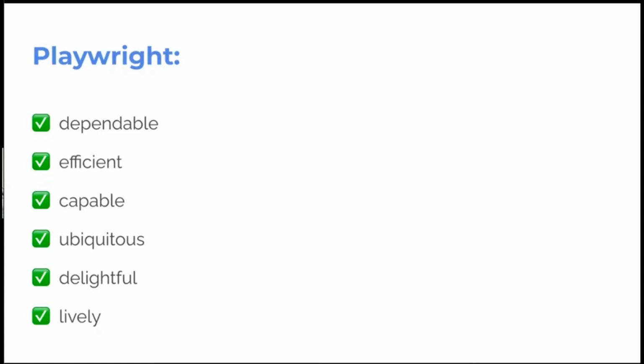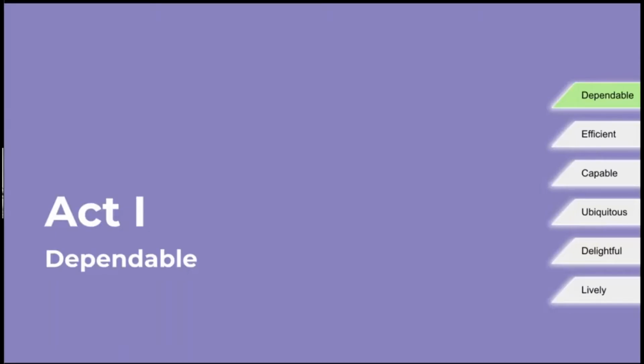But these words by themselves don't mean much. So we'll have 6 acts, one per each adjective. And in each act, I will throw this adjective at you, and we will discuss why we think that Playwright is actually this good, and sometimes why no other browser automation solution is equally good. Okay, so with this, let me go straight ahead into the first act, which is Playwright being dependable.